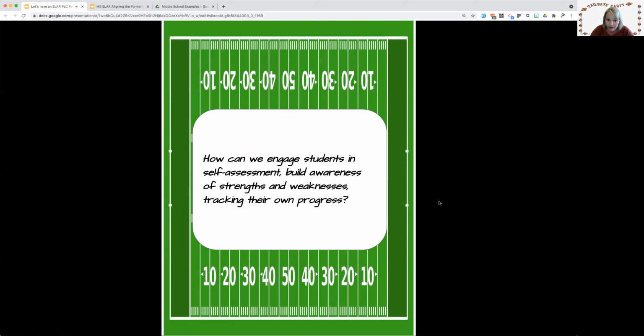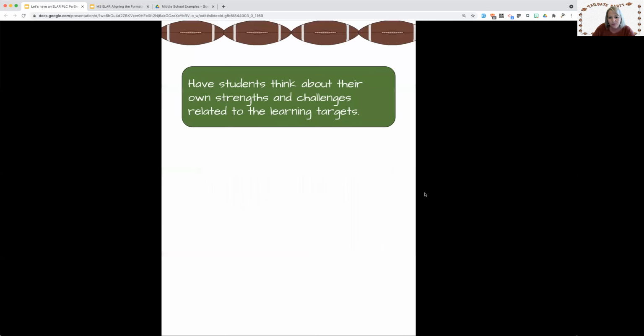Now, how do we engage our students with self-assessment? They need to build awareness of their strengths and weaknesses. They need to track their own progress because there's too many of them and not enough of us. So just a few final ideas here. Have students regularly sit down and think about this unit. How are you doing in this unit? What are your strengths as a reader of informational text or a writer of informational text? What do you do really well? And what are some challenges for you? And these challenges become their own personal goals and can become differentiated learning targets for them.